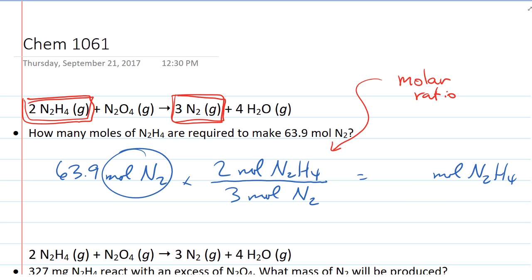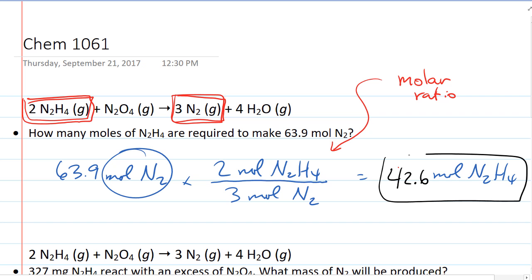And so here in the equation, we use those coefficients in the chemical equation. Then we multiply this through. We take 63.9, multiply it by 2, divide that by 3, and we should wind up with an answer of 42.6 moles of the N2H4. So any questions on this one here?